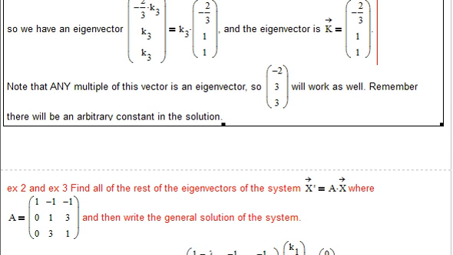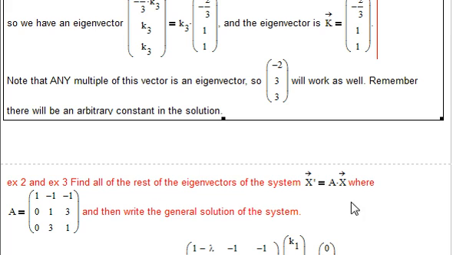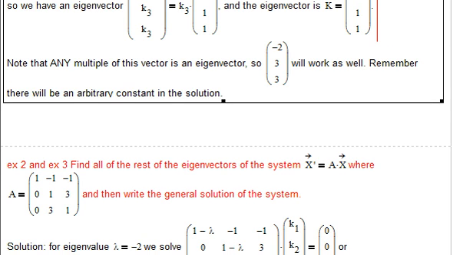So, examples 2 and 3: find all the rest of the eigenvectors for this system. All right, we'll do that in the next video.